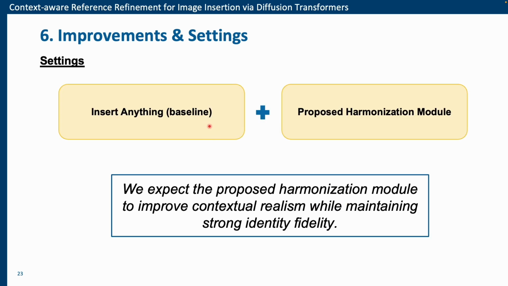And for the experiment setting, we use Insert Anything as the baseline and add our harmonization module on top of it. With this design, we expect the module to improve the contextual realism while still maintaining the strong identity fidelity.